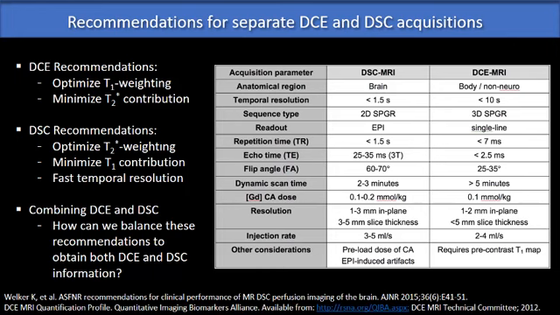In DSC, you typically want to optimize the T2 star weighting and minimize your T1 contribution. We also have the requirement for pretty fast temporal resolution. So we typically use an EPI sequence with a moderately long TR and longer TEs. So then the question is, how can we balance some of these recommendations that seem like they're not going to be balanceable, to do this together and do them both well? The ones I'm going to focus on are the temporal resolution, readout, TR, and TE.